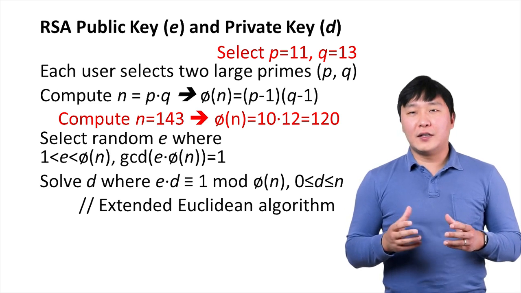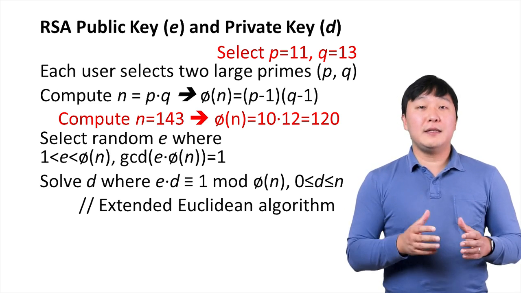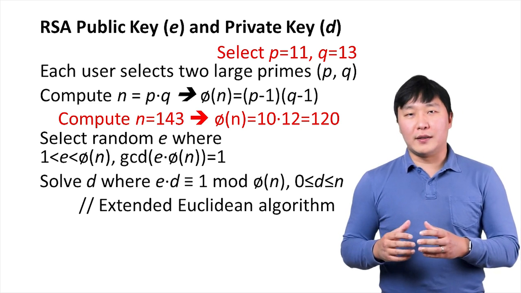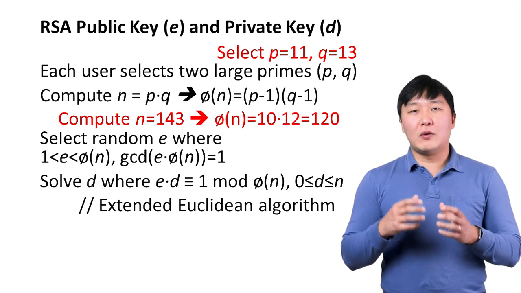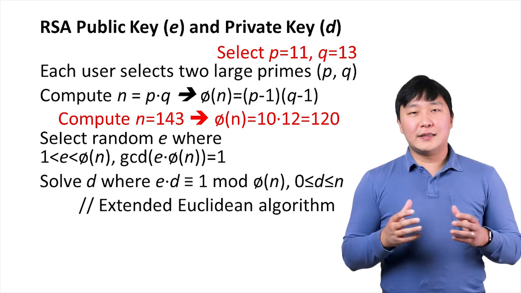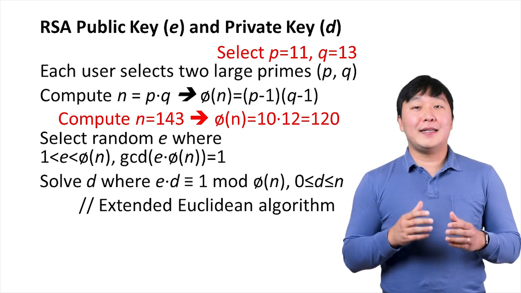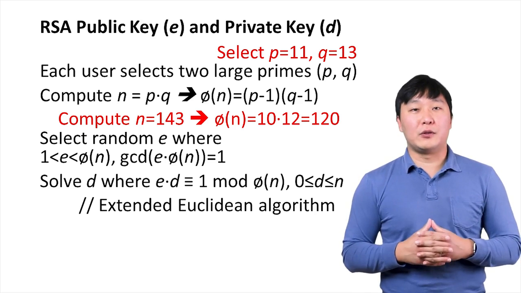The Euler totient function phi of n is equal to (p minus 1) times (q minus 1), because both p and q are prime, which yields that phi of n is equal to 10 times 12, which is 120.